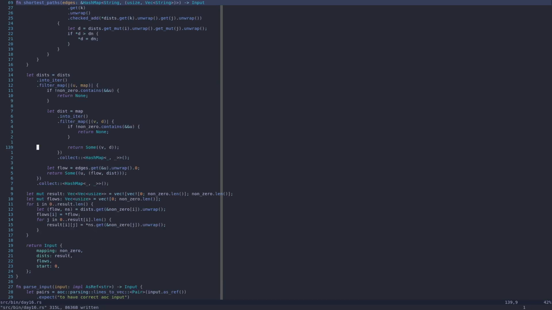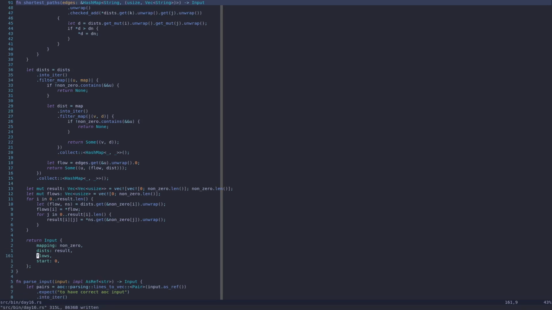And then here I decided that it was weird to work with strings as names, and I just converted everything to work with indices. So instead of having two nested hash maps, I changed to working with nested vecs, which I guess is easier. And basically this function will just give us the mapping from the name of the node to its index. It will also give us the distance from each pair of nodes, the flows of the valves, and the starting index, which will be 0 because AA will be first.